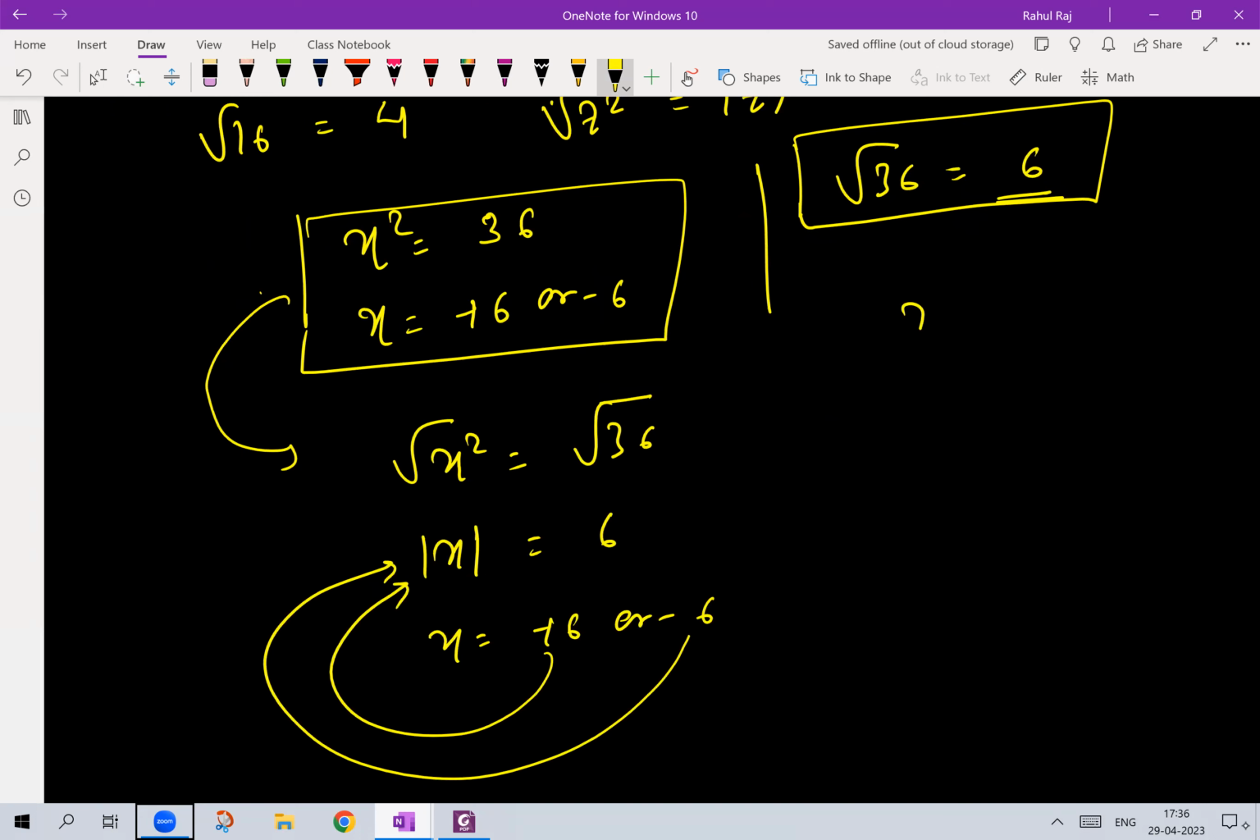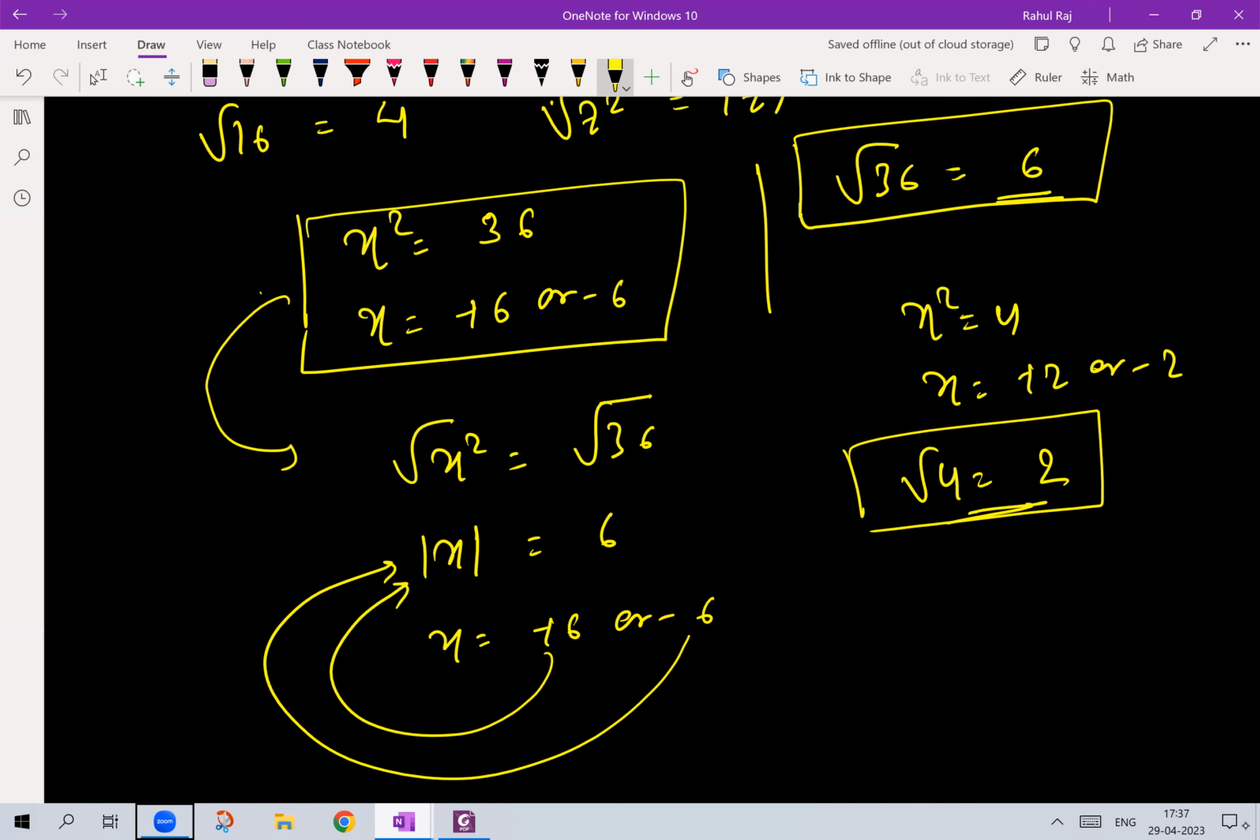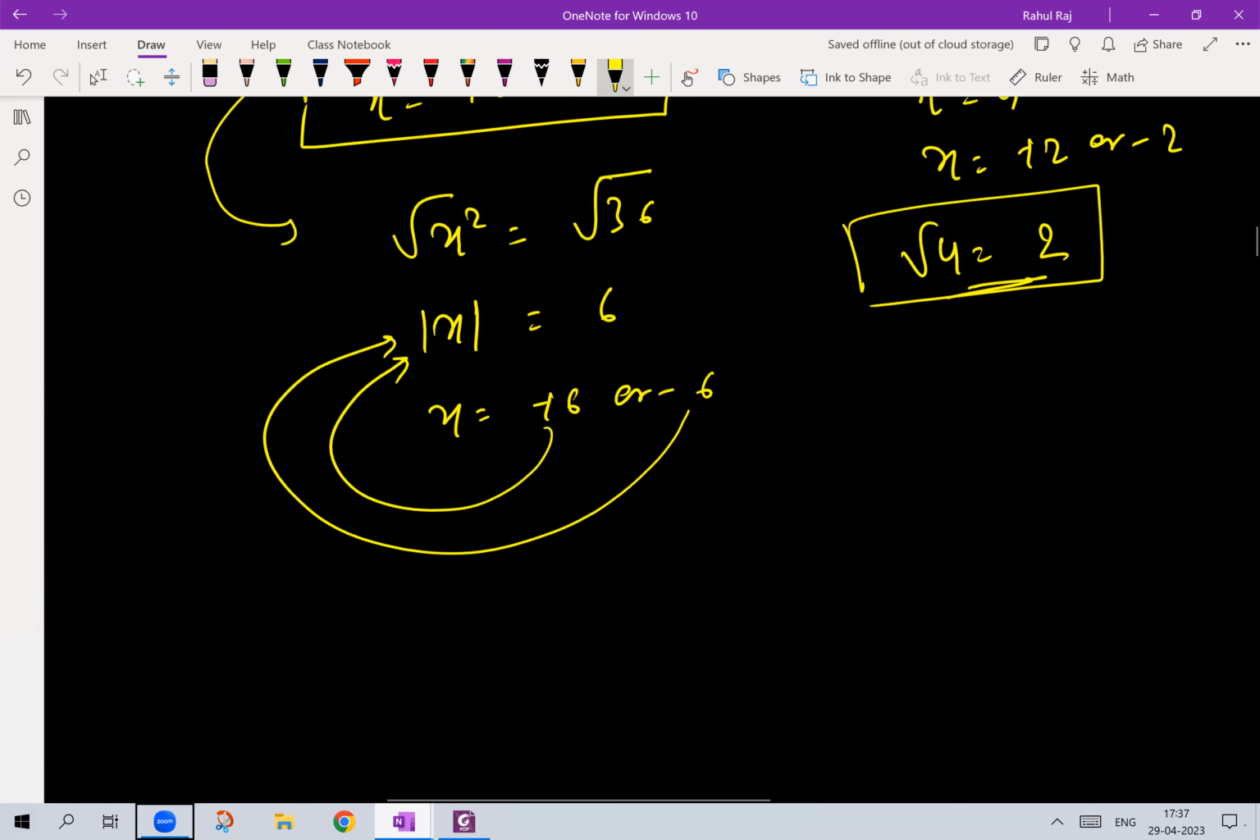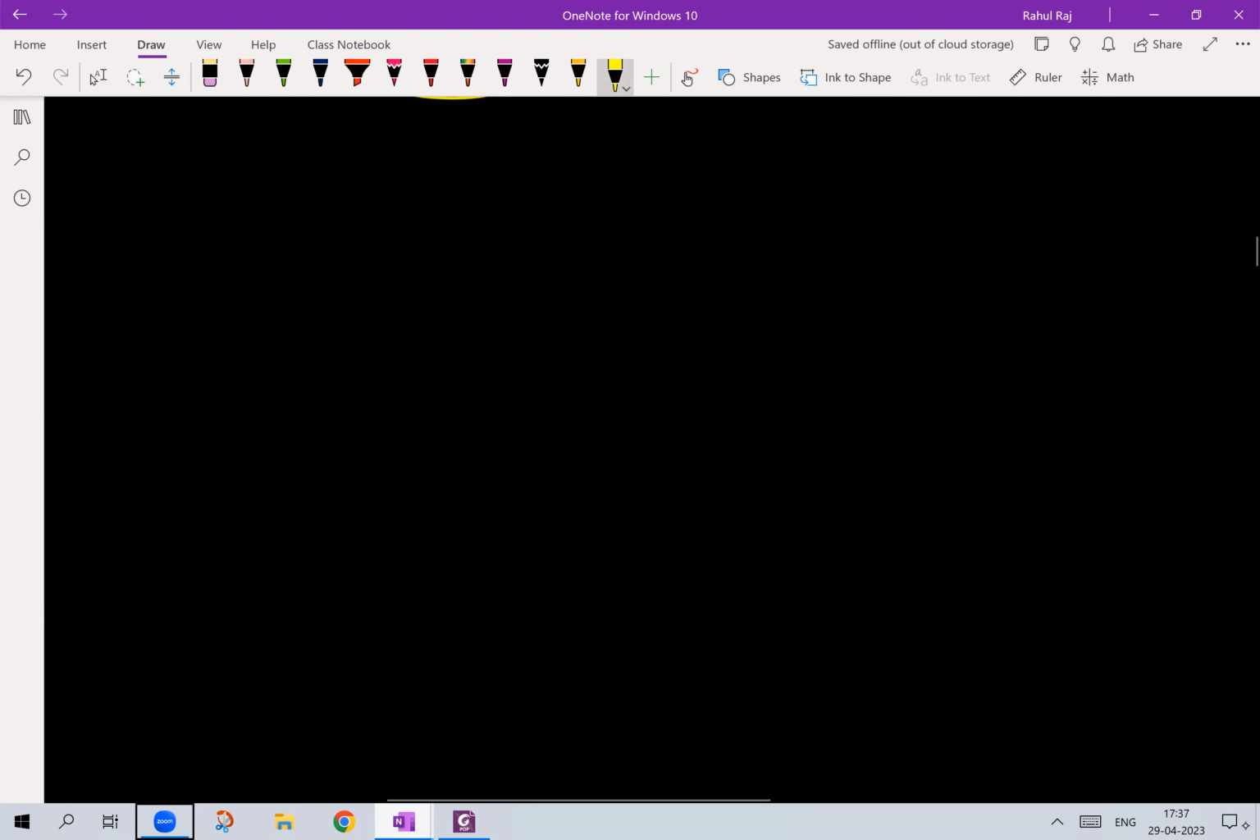So always remember, if x square is equal to 4, x can be plus 2 or minus 2. But if it is root 4, it's going to be only 2. There should be no ambiguity in this logic. Absolutely none. The last bit of theory is left. We know that mod is always positive.